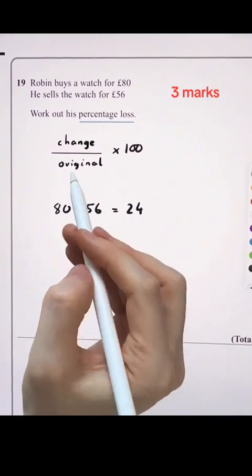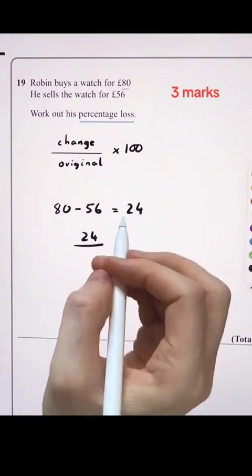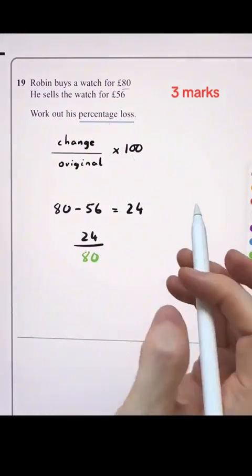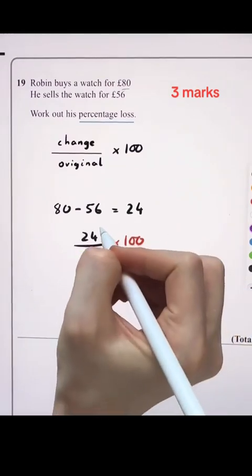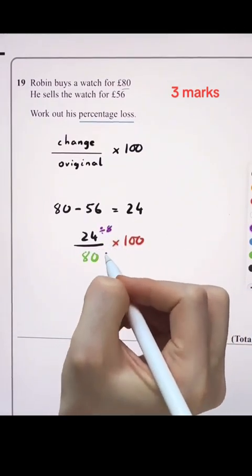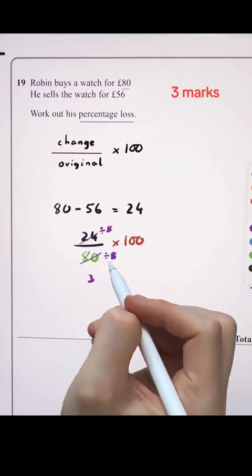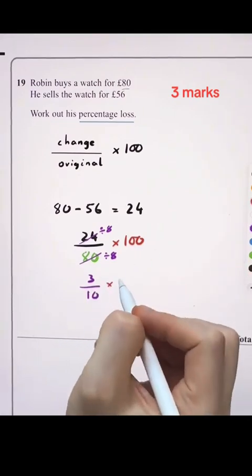That goes on the top. We always divide by the original. The original is what he buys the watch for originally, in this case 80. And then to get our percentage, we always multiply by 100. Simplifying our fraction, 24 and 80 are both divisible by 8. So I'm going to start by dividing top and bottom by 8. 24 divided by 8 gives us 3, and 80 divided by 8 gives us 10. And I'm still multiplying by 100 to get our percentage.